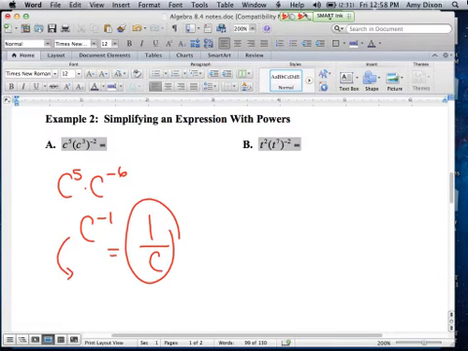Example B sets up very similar. We have t squared, and then we have parentheses, t to the 7th power raised to the negative 2nd. That means that negative 2nd power only goes to t to the 7th. It doesn't go to t squared. So we're just going to write t squared as it is. T to the 7th power raised to the negative 2nd is t to the negative 14.